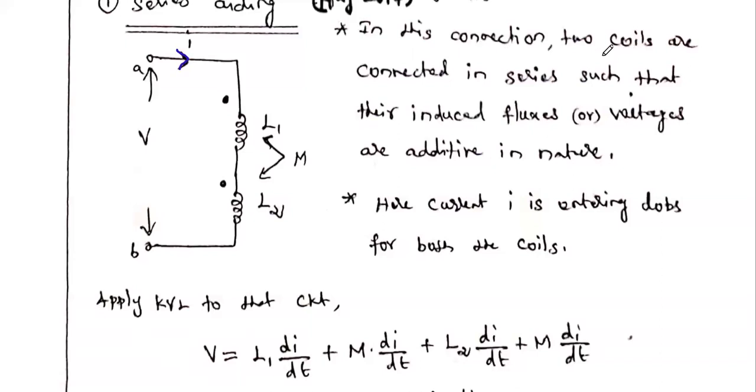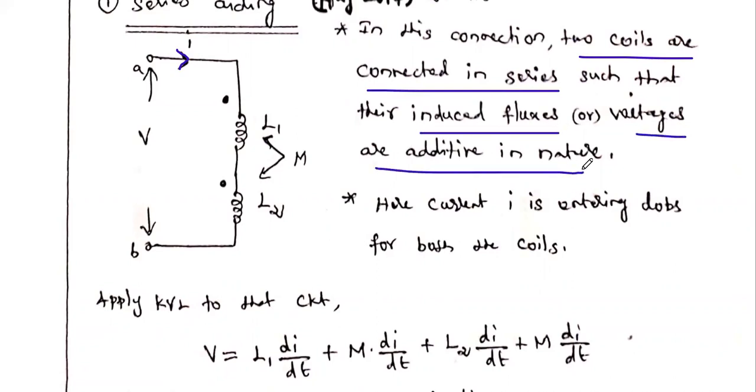Okay, so you see in this, the two coils are connected in series in such a way that the induced fluxes and voltages are additive in nature. So why is the EMF additive in nature? Since the two are connected in series, as well as the dots, according to dot convention, the two dots are placed at the entering point of the inductor. So that's why the mutually induced EMF and the self-induced EMF are additive in nature.